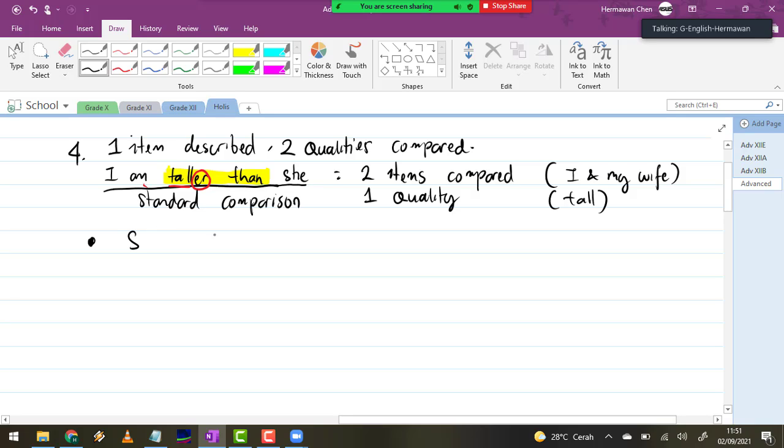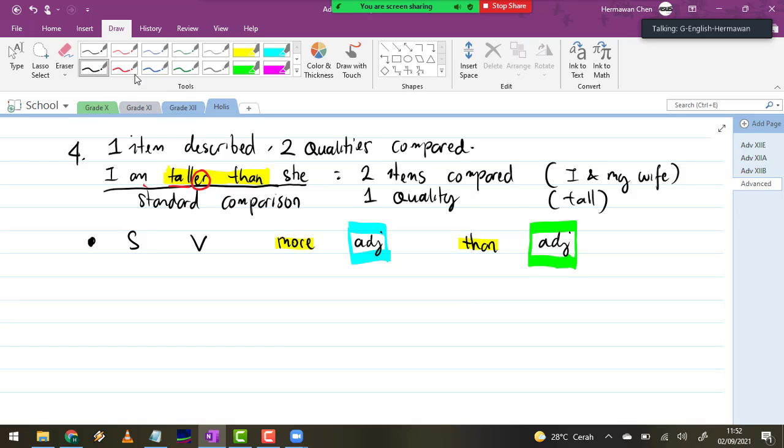The first pattern is subject, verb, more, adjective, than, adjective. There are 2 qualities compared. This is the first, and this is the second. We use "more than". Look at the example.